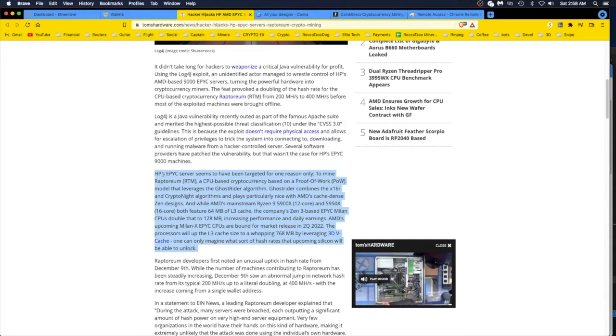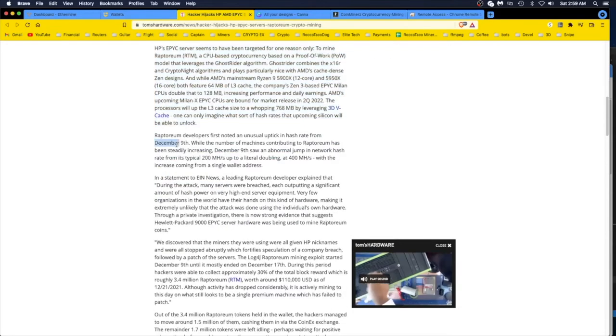AMD's upcoming Milan X EPYC CPUs are bound for market release in the second quarter of 2022. The processors will up the L3 cache size to a whopping 768 megabytes by leveraging the 3D V-Cache. One can only imagine what sort of hash rates that upcoming silicon will be able to unlock. Okay, enough about the hardware.